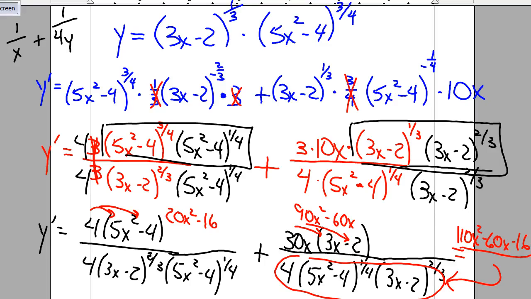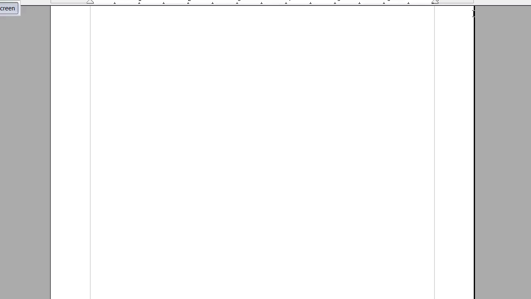Other questions here? Just out of curiosity, how would you write 3x minus 2 to the 2/3 power? Like, how would you rewrite it as a radical? It's always inside on top, outside on the bottom, so that'd be the 3rd root of 3x minus 2 squared. Oh, yeah. Okay. So let me give you one to do.